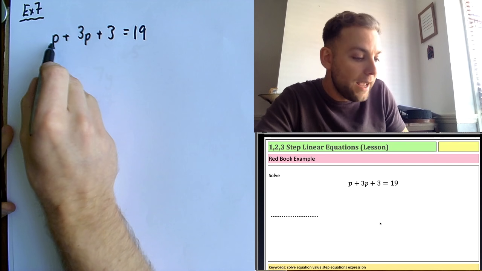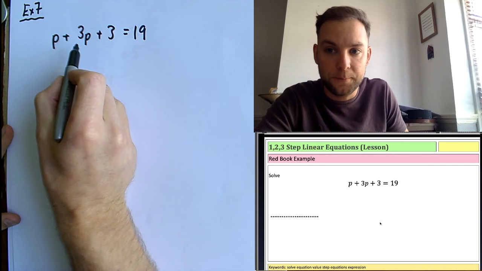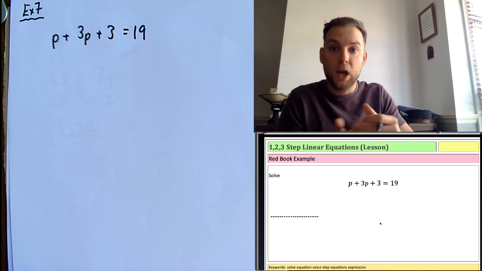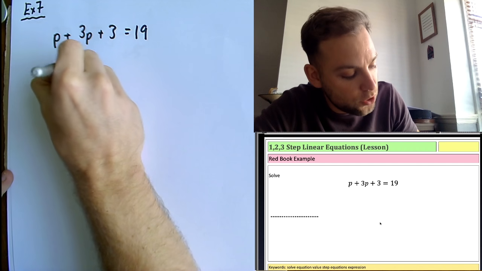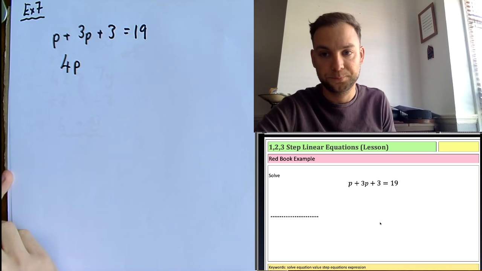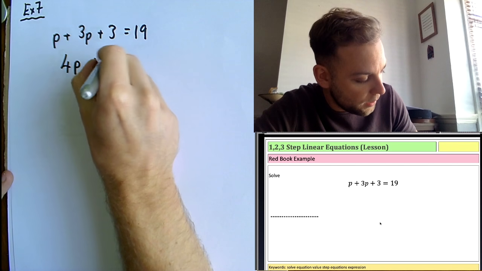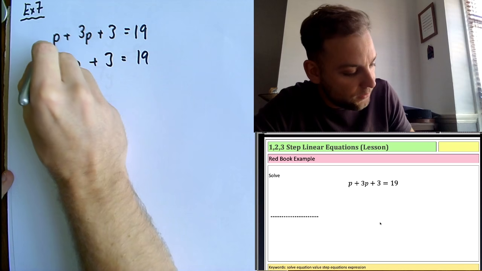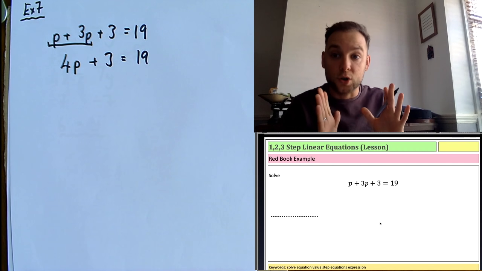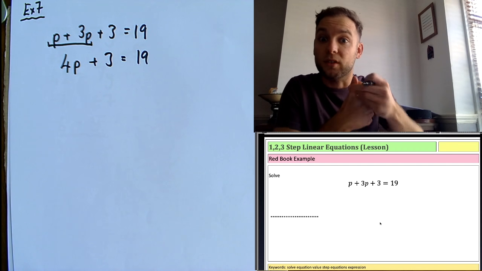So, what is p plus 3p? Well, if I've got 1p plus 3p's, that's equal to 4p there. Plus the 3 is equal to 19. So I've simplified that part first. So that's my stage 1, step 1.